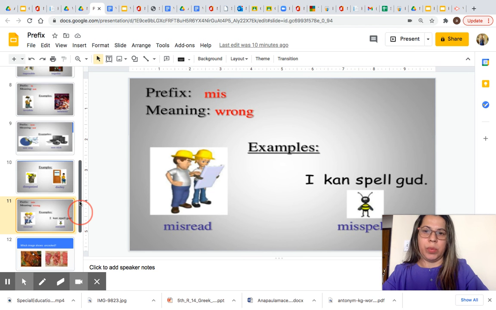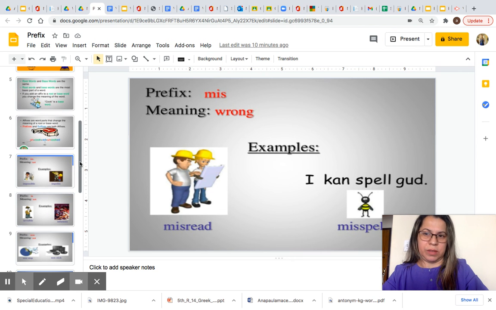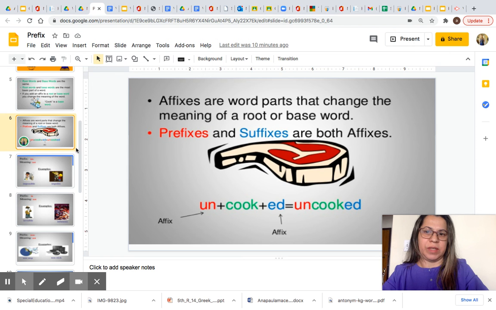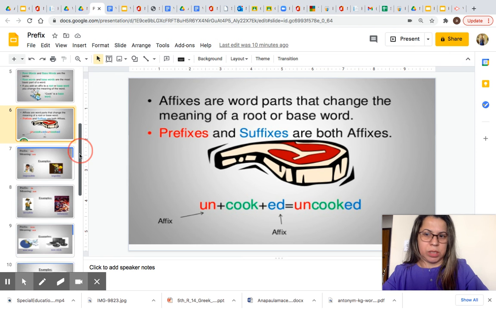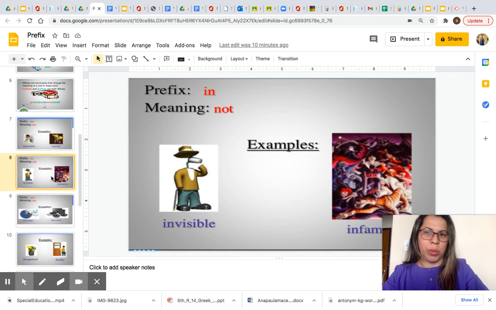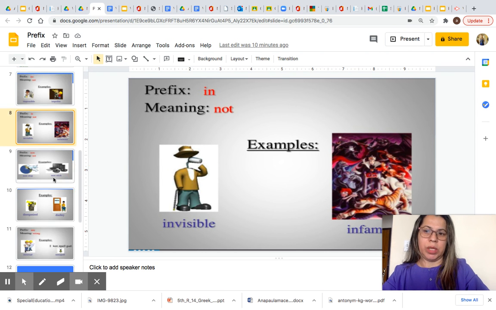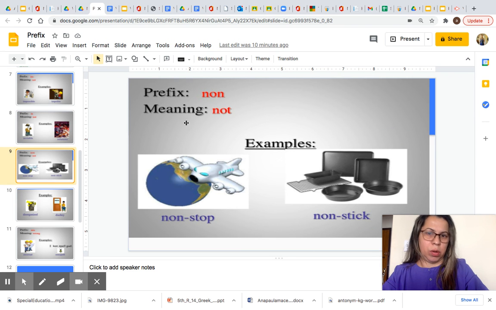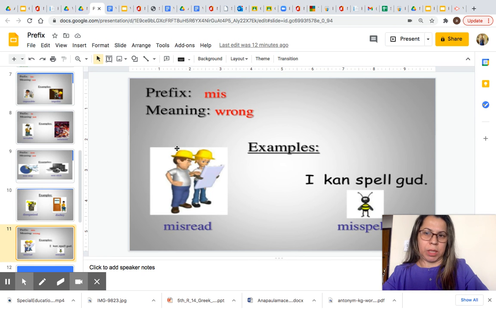Okay, so we learned a few prefixes. We learned the prefix un, which means not. We learned the prefix in, which also means not. We learned the prefix non, which means not. We also learned the prefix mis, which means wrong.